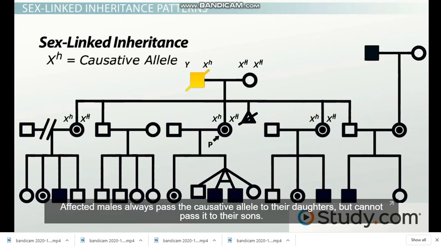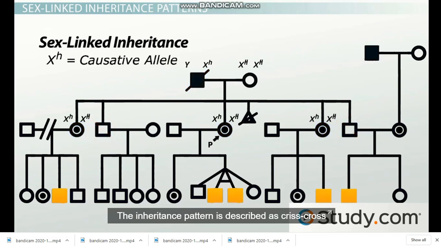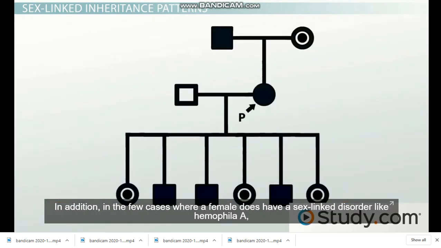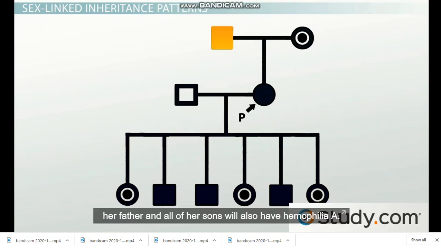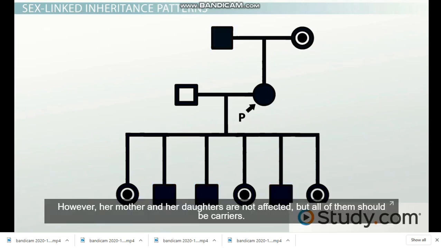Affected males always pass the causative allele to their daughters, but cannot pass it to their sons. The inheritance pattern is described as crisscross because the trait almost always appears in males who inherit the allele from their mother. In addition, in the few cases where a female does have a sex-linked disorder like hemophilia A, her father and all of her sons will also have hemophilia A. Notice that in this pedigree, the proband's father and sons are all hemophiliacs. However, her mother and her daughters are not affected, but all of them should be carriers.